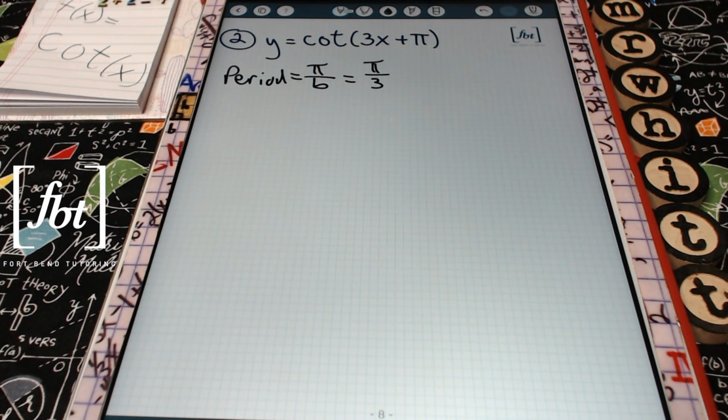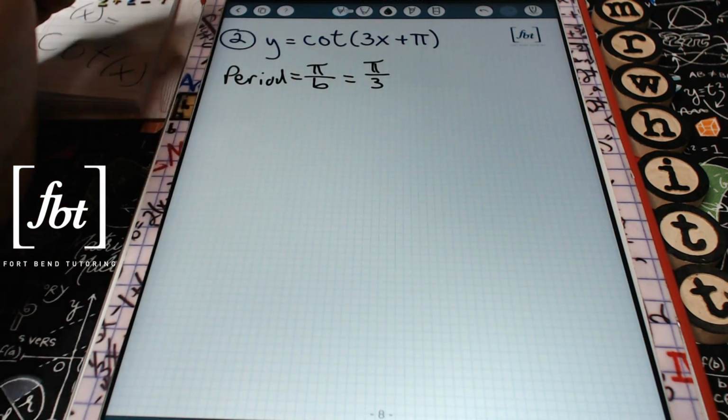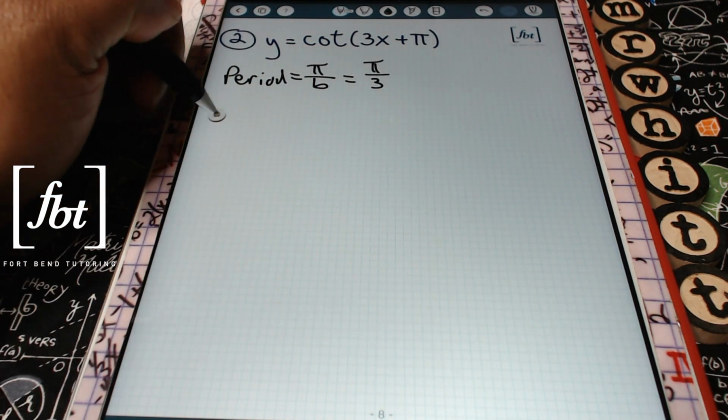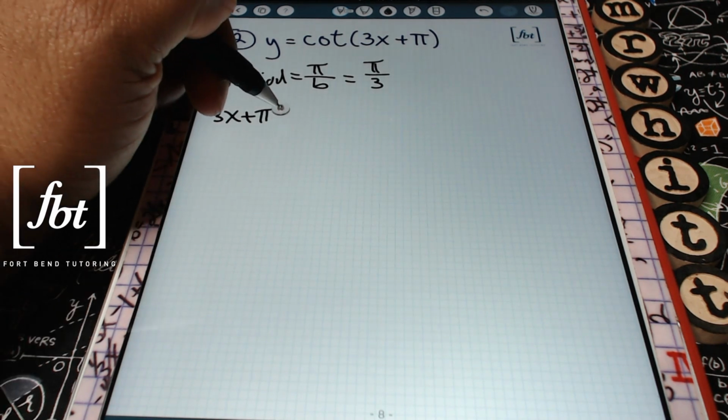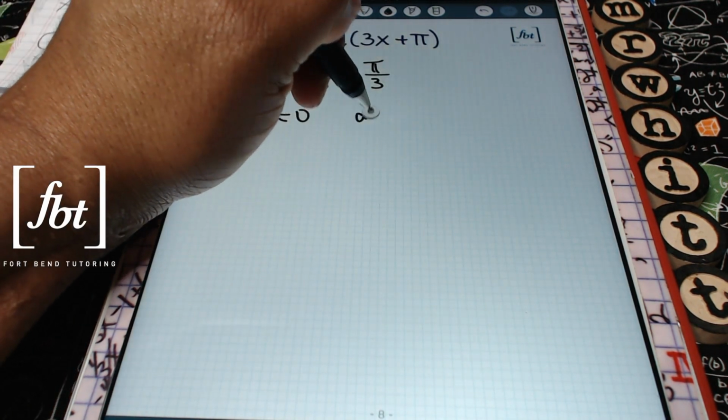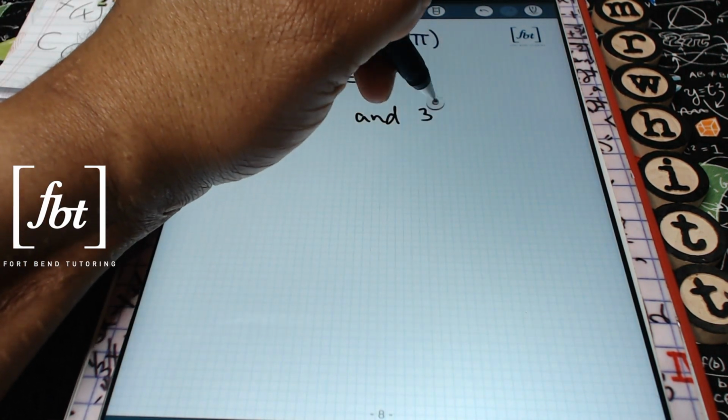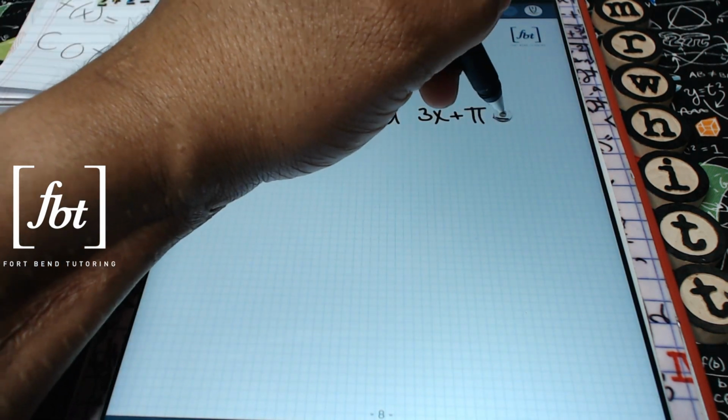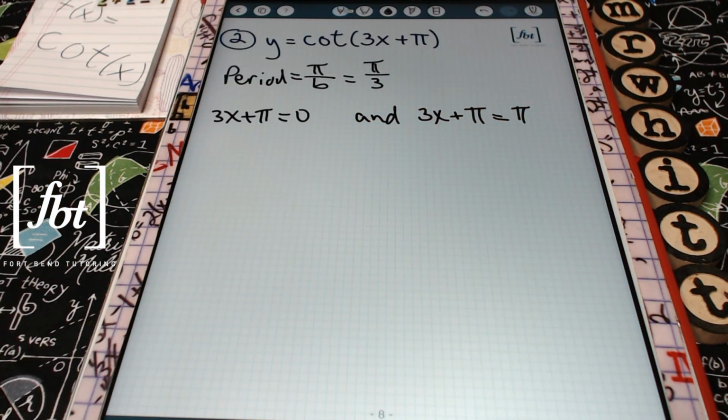Now, when finding the vertical asymptotes, you'll take the quantity that you're taking the cotangent of, in this case, this 3x plus pi. And you'll set the first one equal to 0. And then for the second one, you'll have 3x plus pi equals pi. So set that quantity first to 0, and then for the second equation, you'll set it equal to pi. Then you want to solve for x in each.